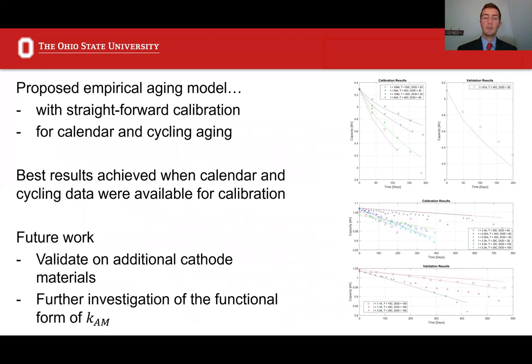In conclusion, this work proposed an empirical aging model with a straightforward calibration procedure for both calendar and cycling aging. The best results were achieved when calendar and cycling data were available for calibration, and this was on the NMC dataset. However, the model did also offer order of magnitude results for the LFP dataset with only cycling data. In terms of future work, first would be validation on additional cathode materials, in addition to further investigation of the functional form of KAM, preferably with a larger aging dataset.